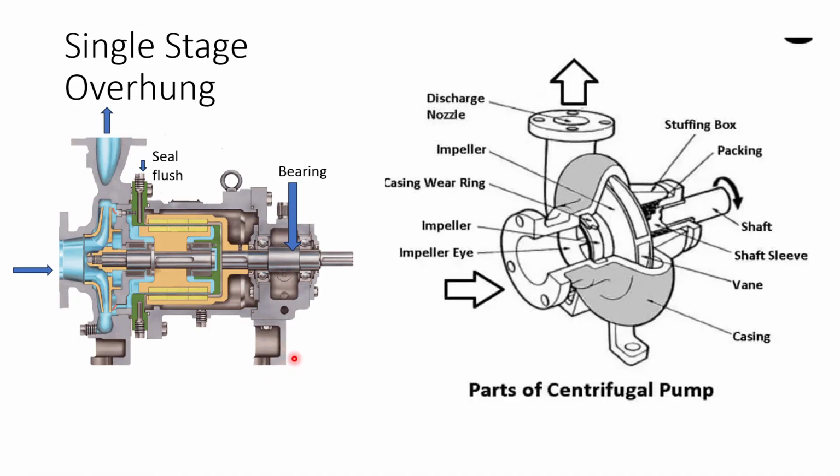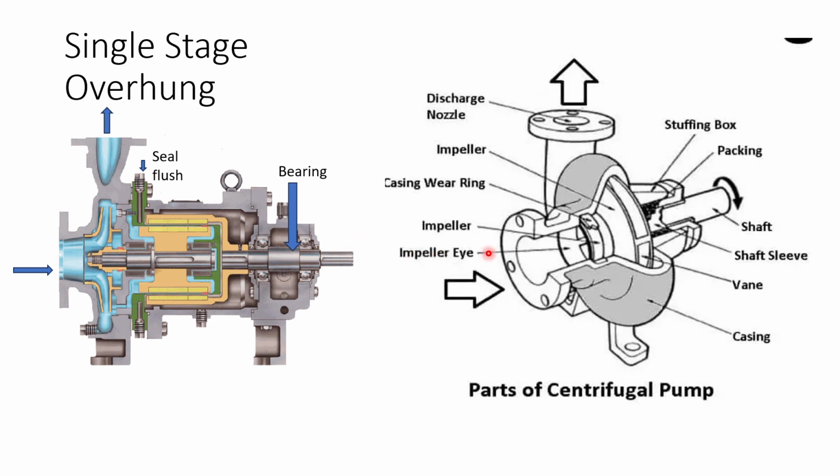Here we can see a single stage pump. On the left-hand side, liquid enters from here, this is the pump impeller. It passes through the pump impeller and then goes out from here. This is the shaft of the pump. Here the gland sealing is done to avoid the liquid leaking through the shaft, and a seal flush liquid enters from here. There is one radial bearing here, and one radial and thrust bearing here.